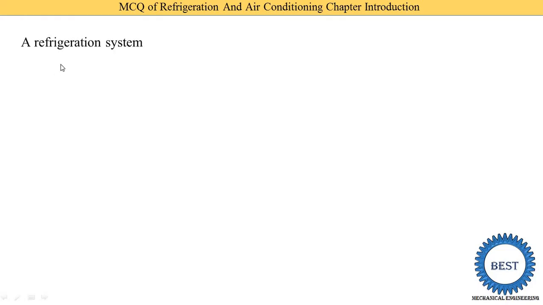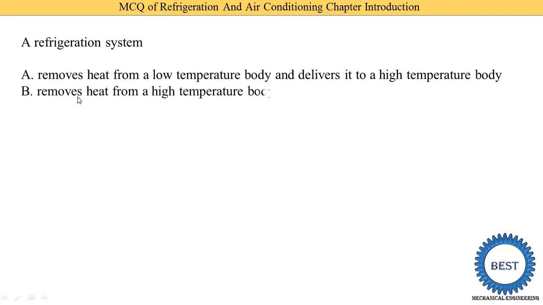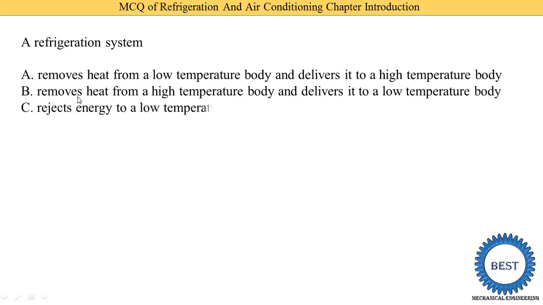Now first is a refrigeration system. Option A, remove the heat from a low temperature body and deliver it to a high temperature body. Second, remove heat from high temperature body and deliver it to the low temperature body. Option C, reject energy to a low temperature body. And option D, none of the above.